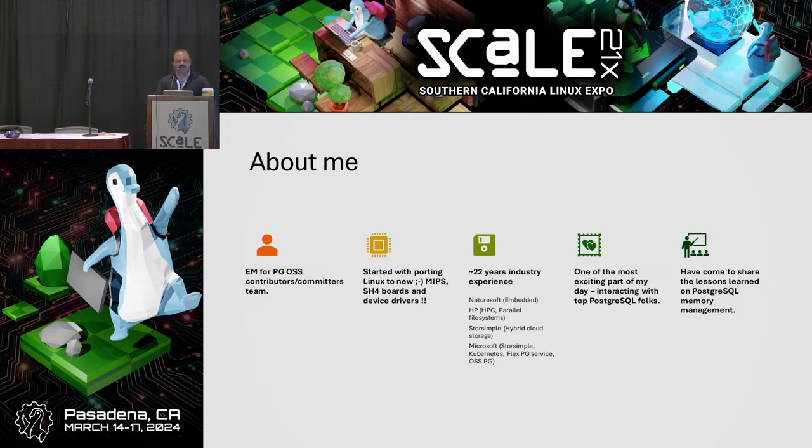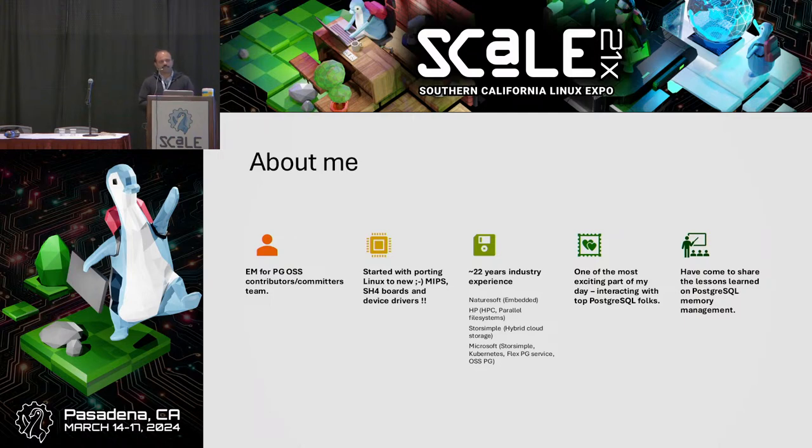From there, I joined HP, worked in high-performance computing for a while, scalable file systems, then joined a startup of hybrid cloud storage, and it got acquired by Microsoft. That's how I landed in Microsoft, continued doing storage stuff, slowly moved into the Kubernetes side of things for some time, and did a lot of open source work around authentication, storage, and things like that. In the last 3 to 4 years, I was part of the team which built the managed cloud service called Azure Flexible Server in Azure. So we have a managed offering which I helped build.